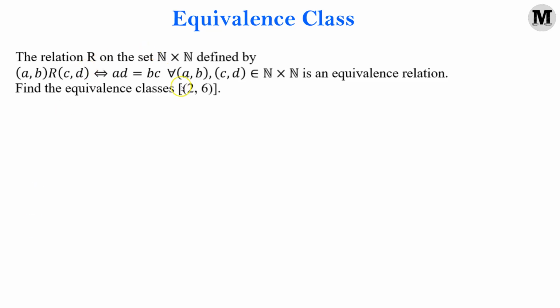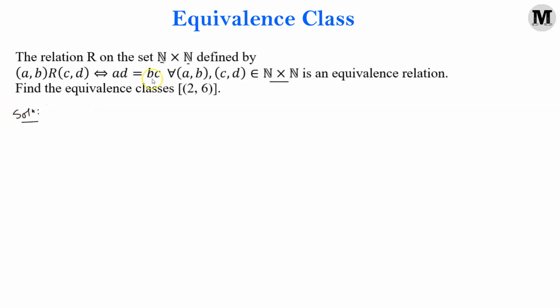The relation R on the set N × N, the Cartesian product of the set of natural numbers with itself, is defined as the ordered pair (a, b) is related to the ordered pair (c, d) if and only if a times d equals b times c, for all ordered pairs (a, b) and (c, d) belonging to the Cartesian product, and it is an equivalence relation. So that means R is an equivalence relation. This is given to us, and we need to find the equivalence class of the ordered pair (2, 6). Okay, let us begin.